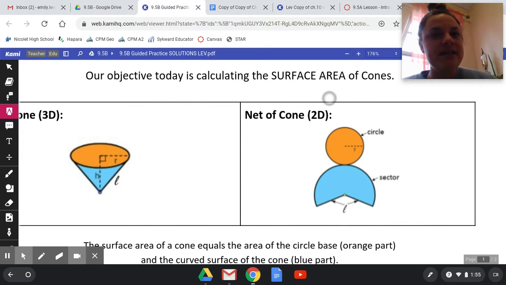There are two parts that we need to find the surface area for. We need to find the surface area of the circular base, right? That's what's in orange. And then we also need to find the curved surface going around the cone, and that's what is in blue here. And that's like a sector of a circle.